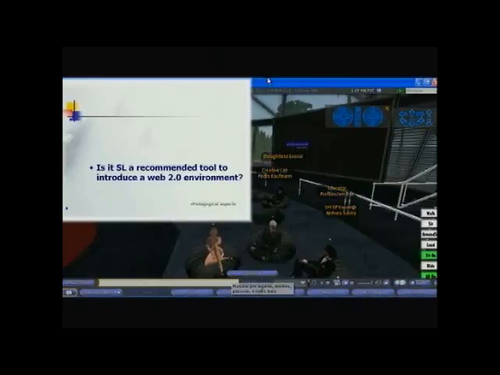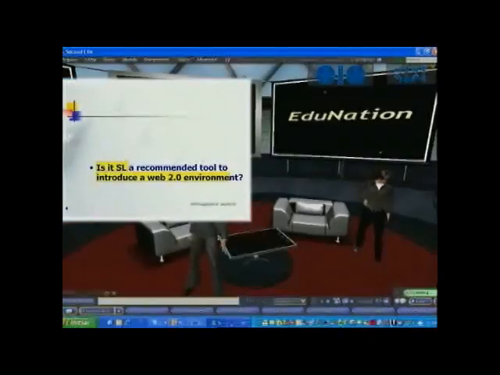And the question is: is Second Life a recommended tool to introduce a Web 2.0 environment? This is something I'd like to hear from you. What would you suggest about this? What do you think? Do you think that Web 2.0 is really a tool for this, or what do you have to say about this? Some comments from the auditorium? Xavier, would you like to comment on this, please?